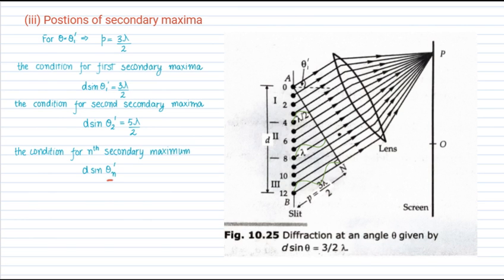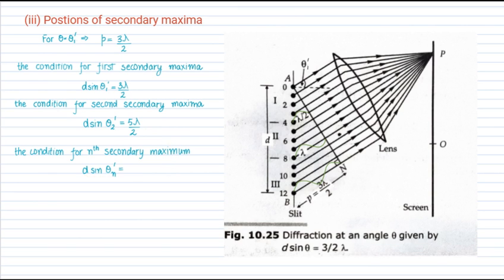Fine. Similarly, look here. What you observe is this one is 3 lambda by 2, this is 5 lambda by 2, the next one will be 7 lambda by 2, the next one will be 9 lambda by 2. So all of these are odd multiples of lambda by 2. Can you see? Lambda by 2 multiplied by 3, lambda by 2 multiplied by 5. So 3 and 5 are odd numbers. So I can write d sine theta n equals an odd number times lambda by 2.